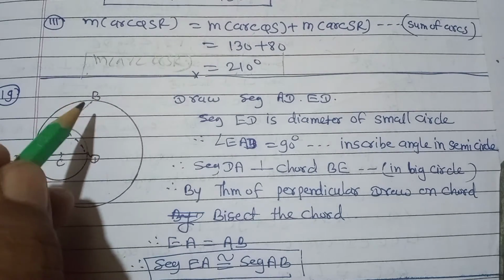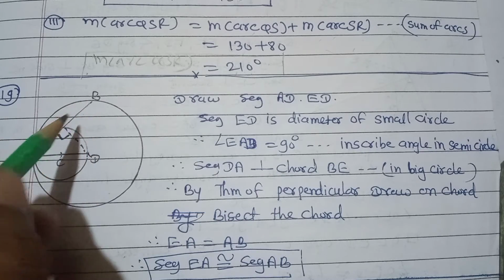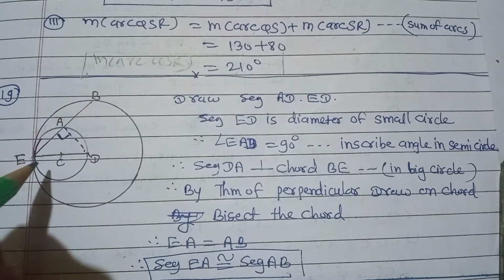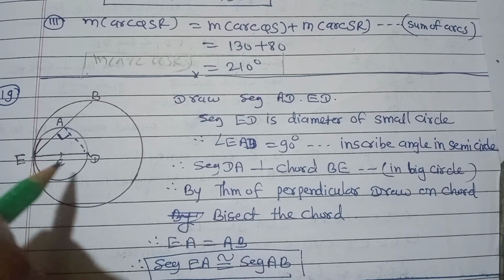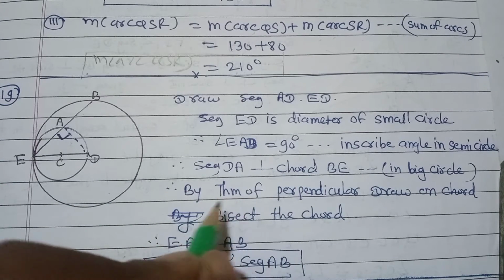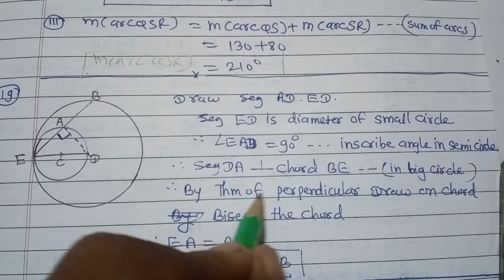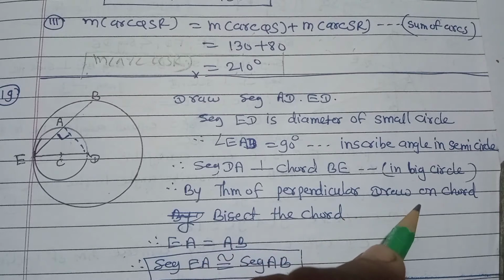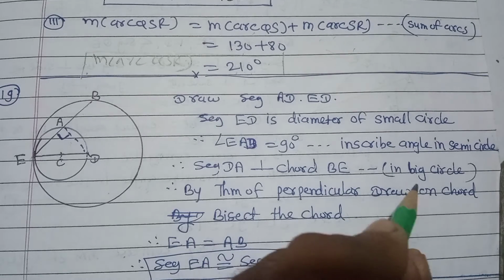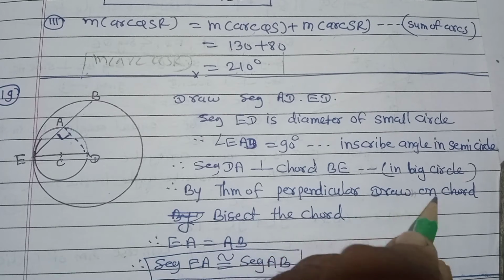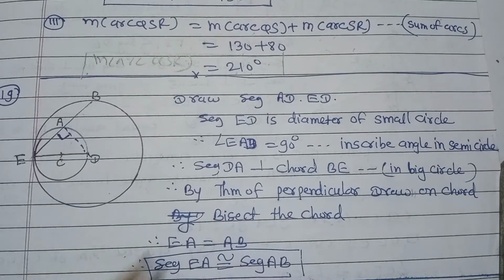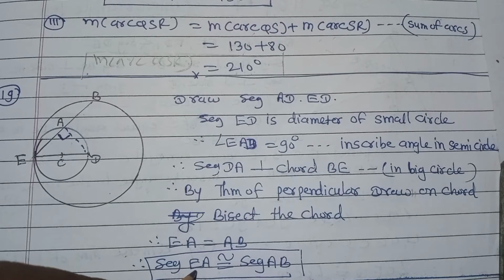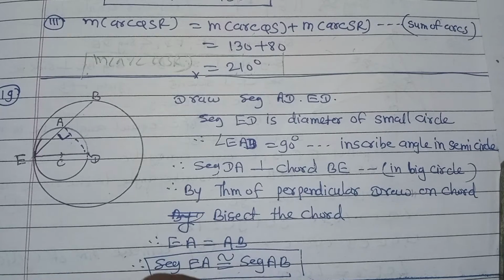EB is a chord of the outer or big circle. So by the theorem of a perpendicular drawn on a chord from the center, it bisects the chord, EA equal to AB. So seg EA congruent seg AB. In this way we prove this example.